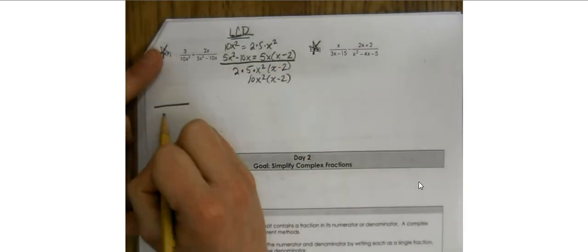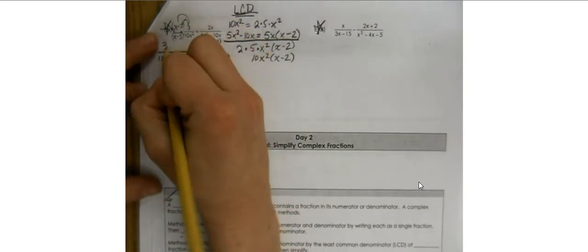So I need to change my denominators to be a 10x squared. I wrote it down too far. So I'm going to make this a 10x squared times an x minus 2, plus 10x squared times x minus 2. And I'm going to change 5x squared minus 10x to be 5x times x minus 2. All right, so in order for 10x squared to turn into 10x squared times x minus 2, I'm going to multiply the top and the bottom by what it needs, which is x minus 2. So that's going to be x minus 2 over x minus 2, and I'm going to distribute that 3 to each term. 3 times x is 3x, and then minus 6.